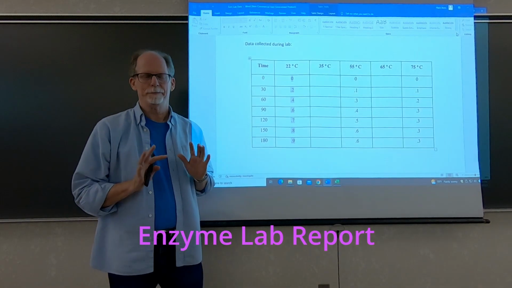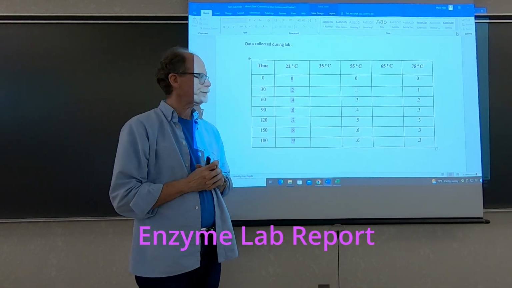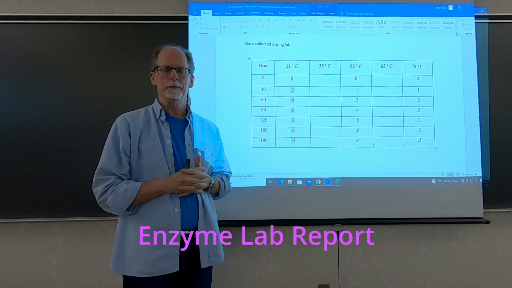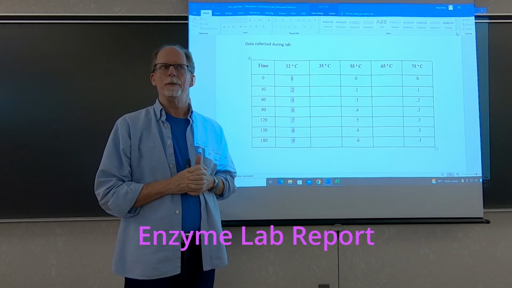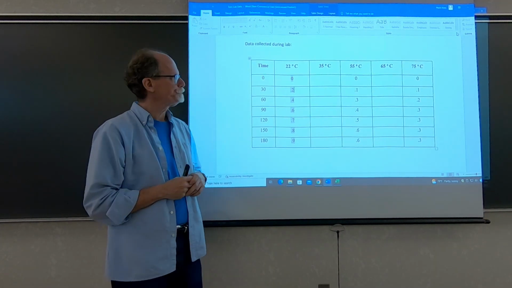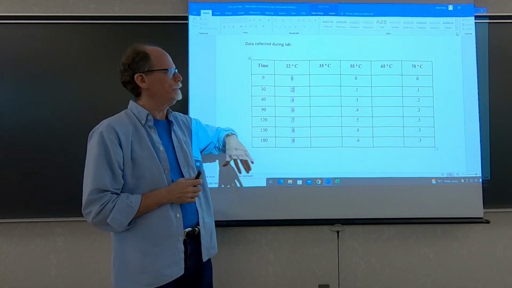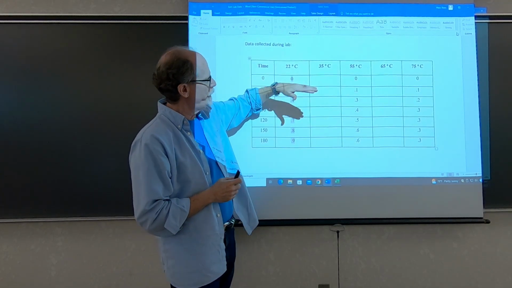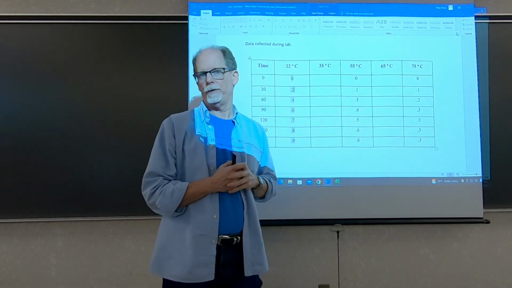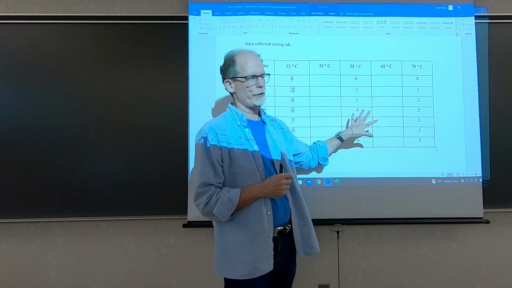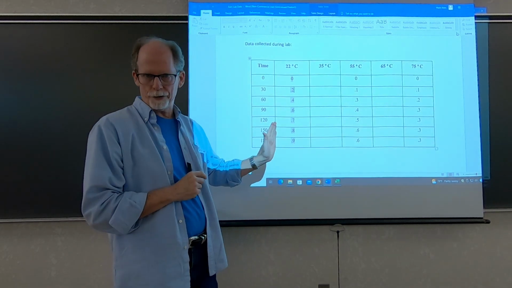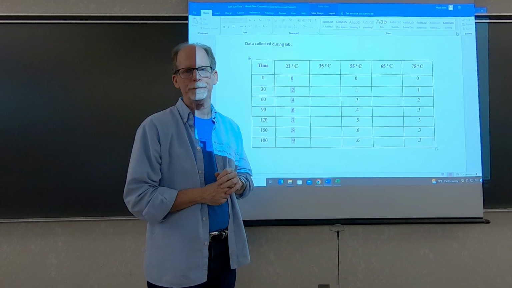I hope this will be a pretty short video on how to complete your enzyme lab report. Now, you probably conducted the lab at this point, and you've generated data, right? At 22 degrees, we did this week, and we did 55 degrees, we did 75 degrees. We didn't do a couple of the temperatures that are on the chart. That's okay, we're just not gonna generate data for those temperatures.